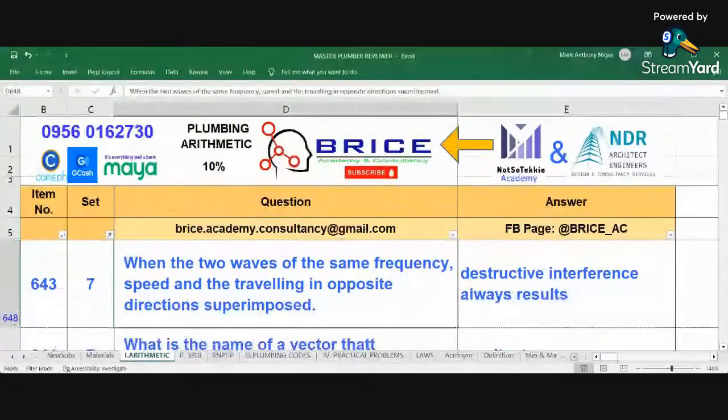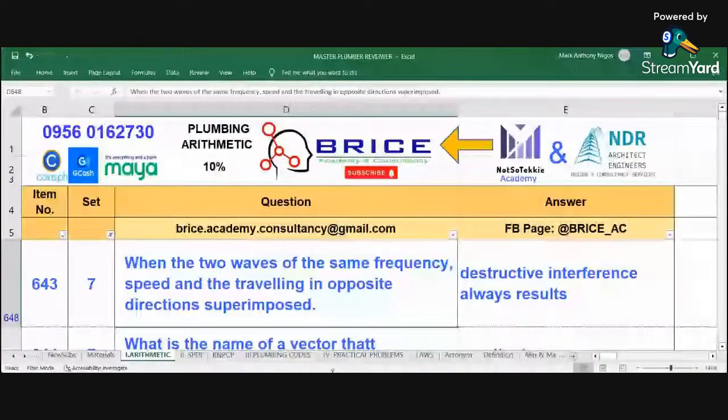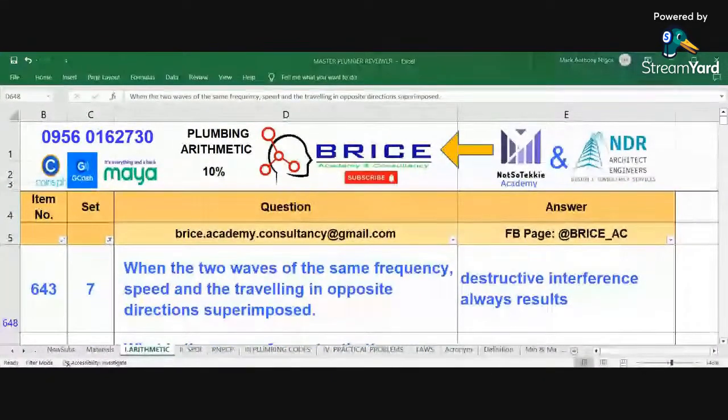643. Hindi natin alam kung, I believe umaandar naman eh. Viewer.